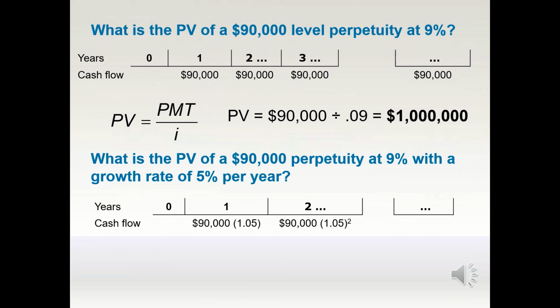Now let's take a look at that same $90,000 perpetuity at 9%, but consider it having a growth rate of 5% per year. Do you remember the present value calculation? To calculate the present value of a growing perpetuity, you would take the payment at period 1 and divide it by the interest minus the growth.